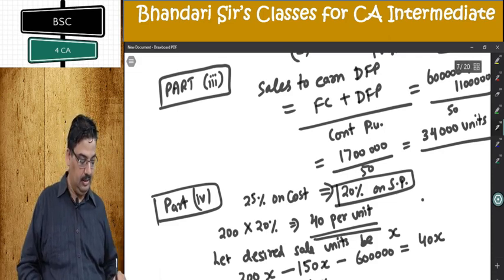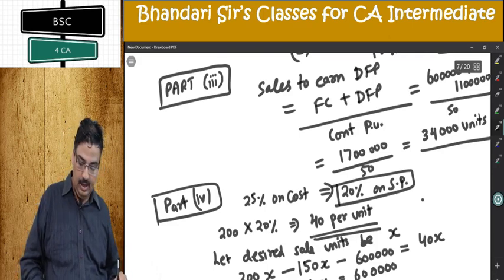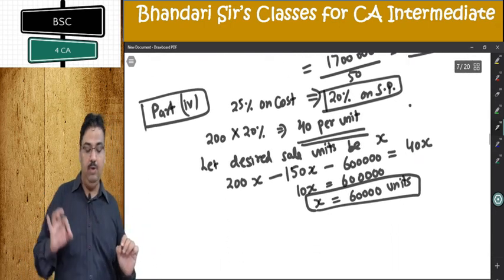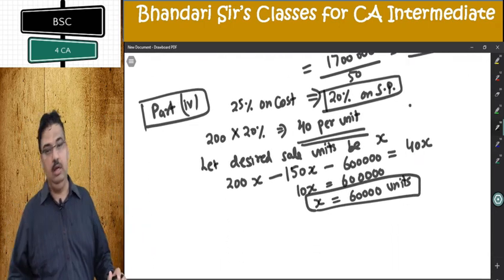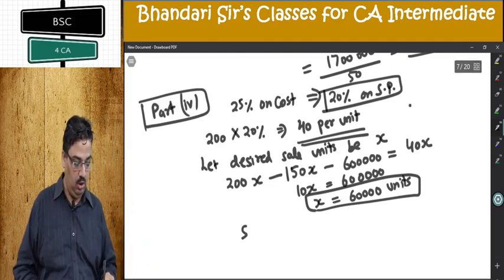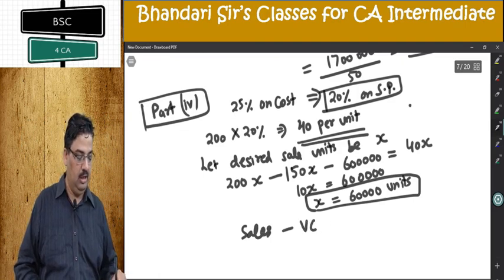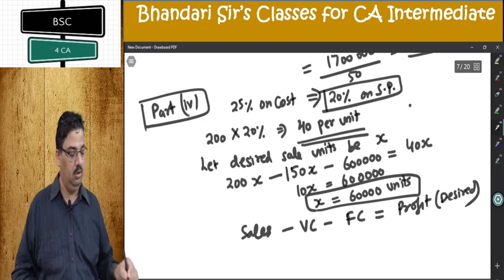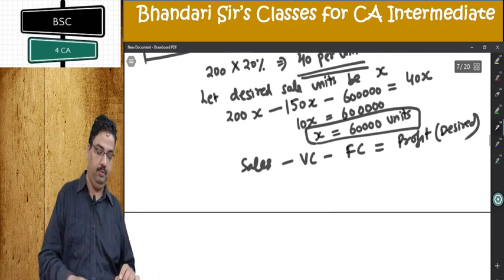This becomes 10X is equal to 6 lakh. X equals 60,000 units. Nothing difficult. If you are able to get variable profit, you are going to use the equation. Sale minus variable cost minus fixed cost equals profit. So the equation is always the same. Profit is desired profit. This is the equation used in part 4.